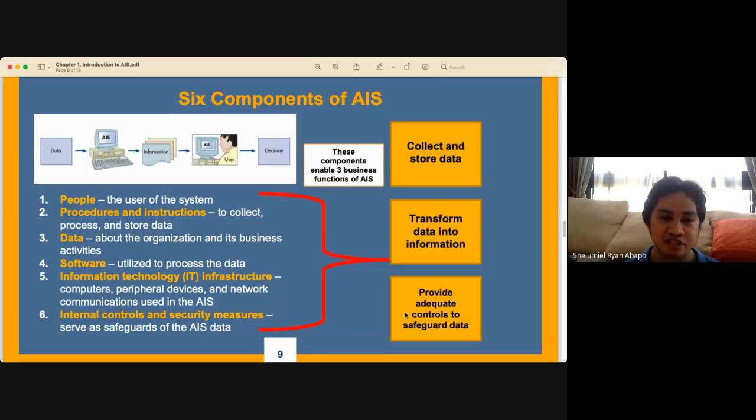The procedures and instructions are intended to collect, to process, and to store data. And the third component will be the data itself, which is about the organization and its business activities. The fourth component will be the software, which is utilized now to process the data. And of course, we also have the information technology or the IT infrastructure.